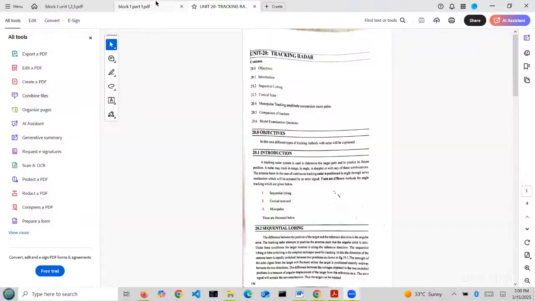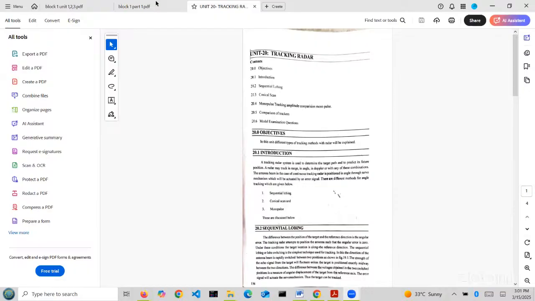In radars, in block 8, we have 3 units. Unit 18 is radars, unit 19 is types of radars, unit 20 is tracking of radars. In unit 18, we discussed the basic radar system, which can be split into two methods, bistatic radar and monostatic radar.